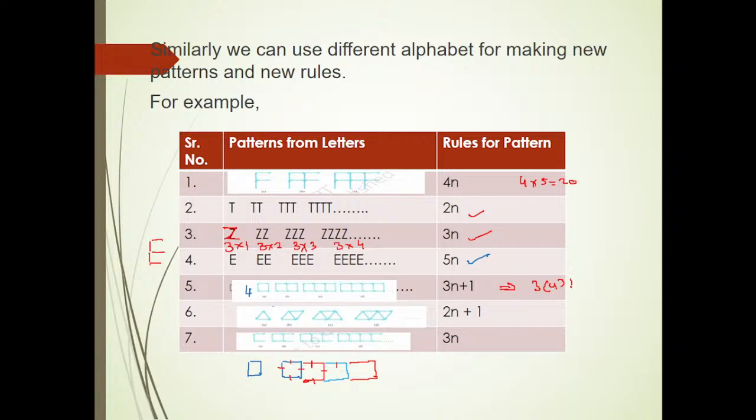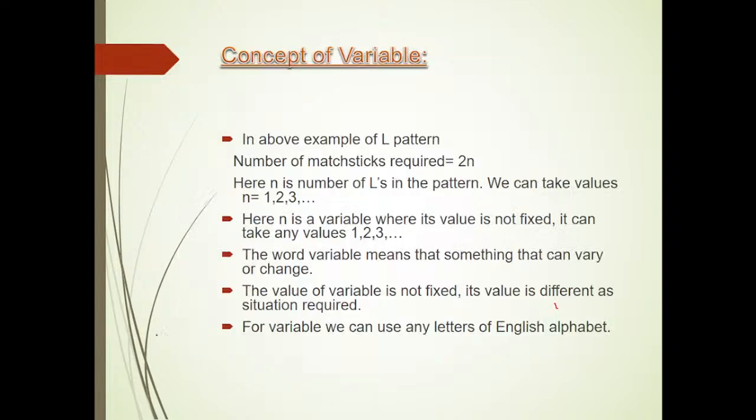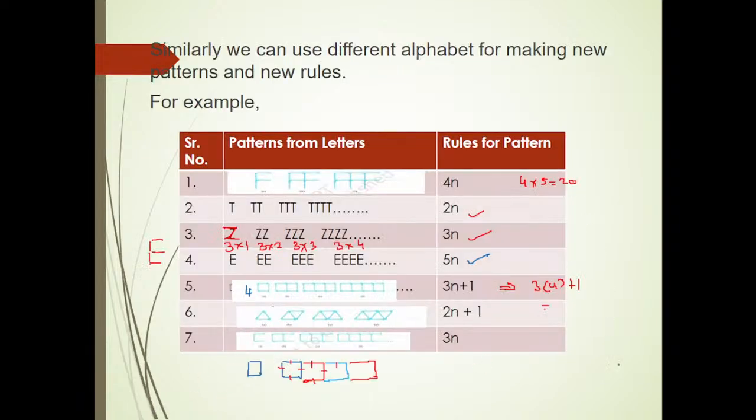3 into 4 plus 1, 12 plus 1, it is 13 mastics. Let's count. For the first it is 4, plus 3 is 7, again plus 3 is 10, and plus 3 is 13. Total, it will be 13 mastics we are using for 4.